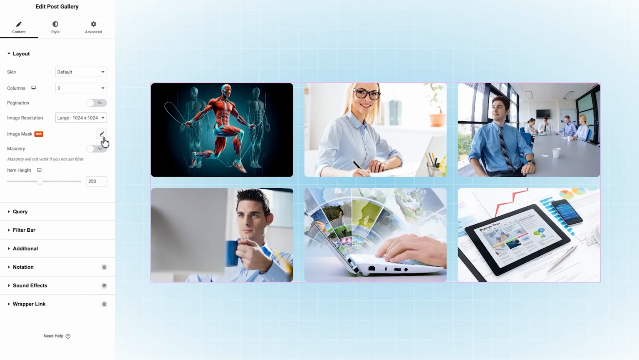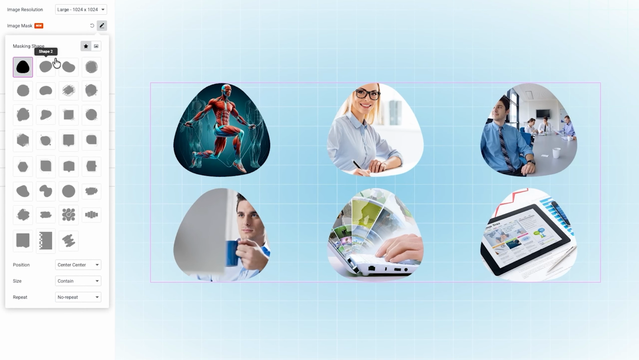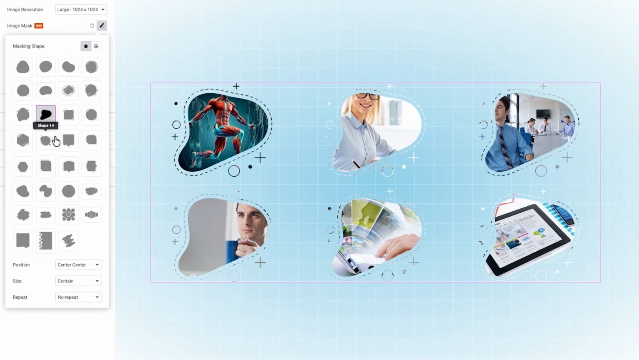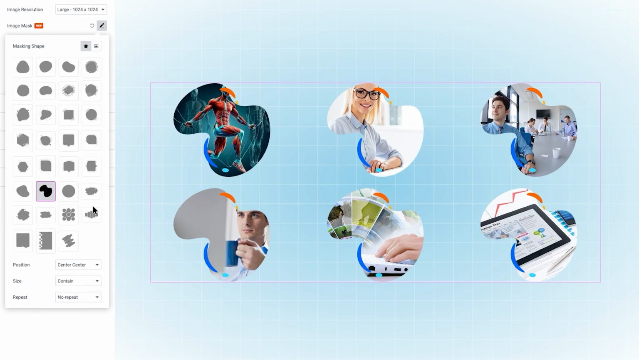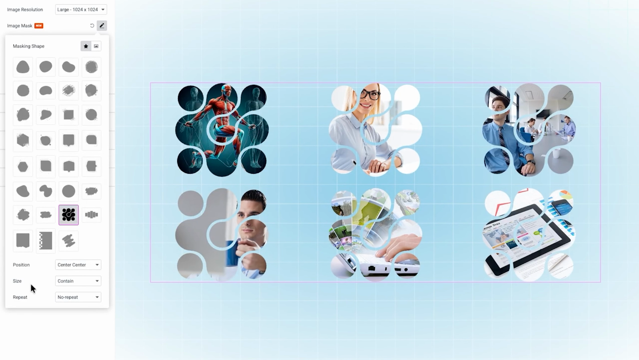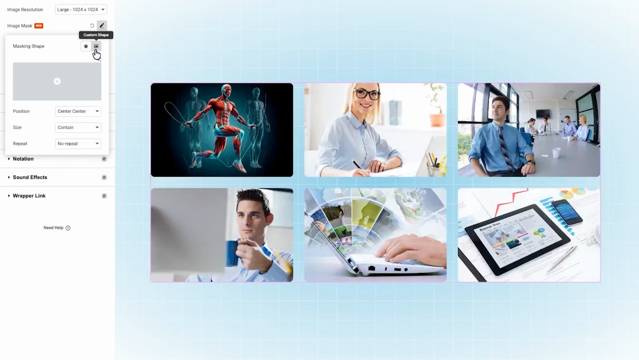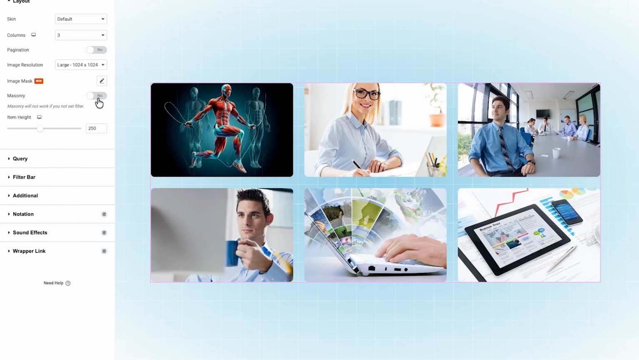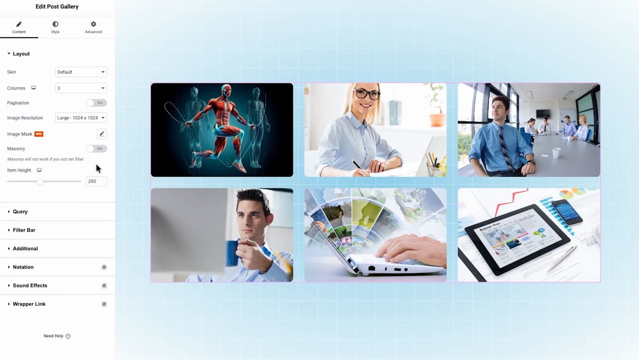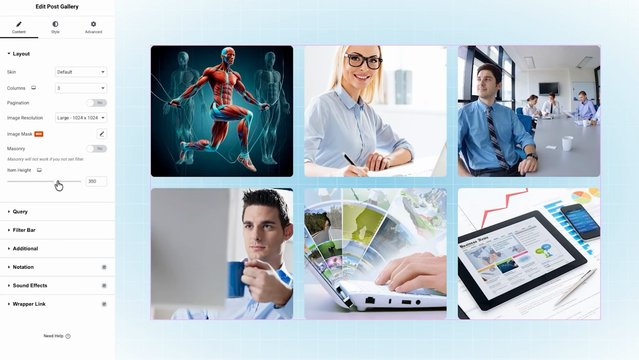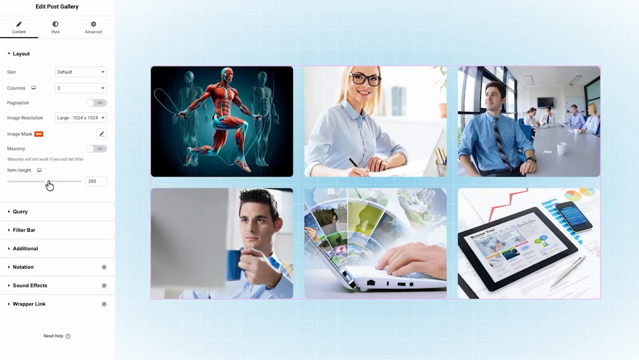The mask feature provides access to a rich library of artistic shapes that you can apply directly to your images. You can fine-tune the mask by adjusting its size, position, and repeat pattern, and you can even upload your own shape to maintain thematic consistency with your brand. A masonry toggle is located here as well, but keep in mind that masonry layouts require filters to work correctly. At the bottom of this section, you can define the item height, which helps maintain a balanced structure across differing post styles.